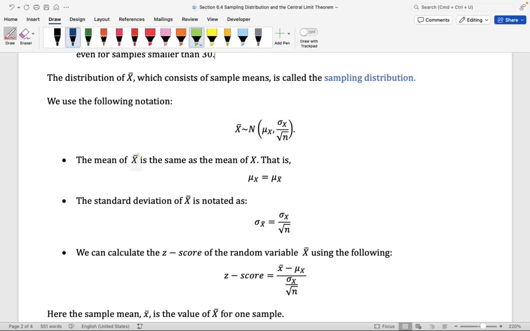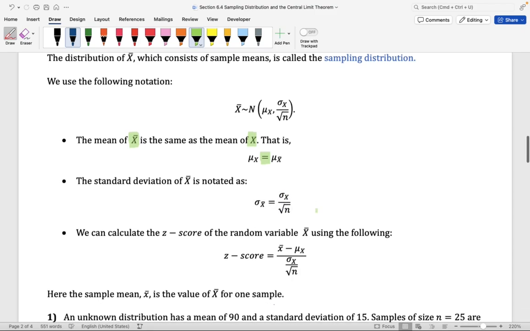Again, note that x bar and x have the same mean. So if you know the mean of x, then you know the mean of x bar. Now, it's not going to be the same for the standard deviation. The standard deviation of x bar, which is denoted as sigma of x bar, is going to be equal to sigma of x, that is the standard deviation of x, divided by the square root of n.